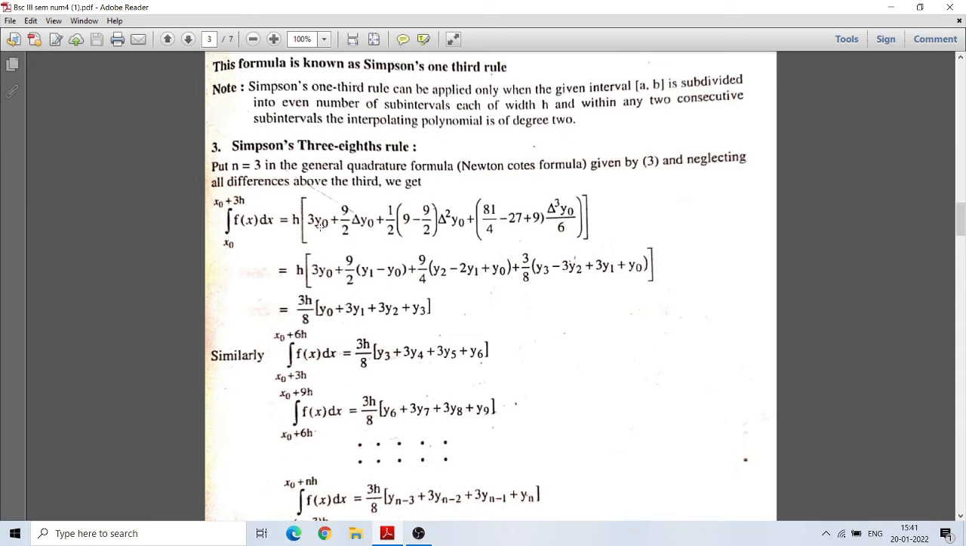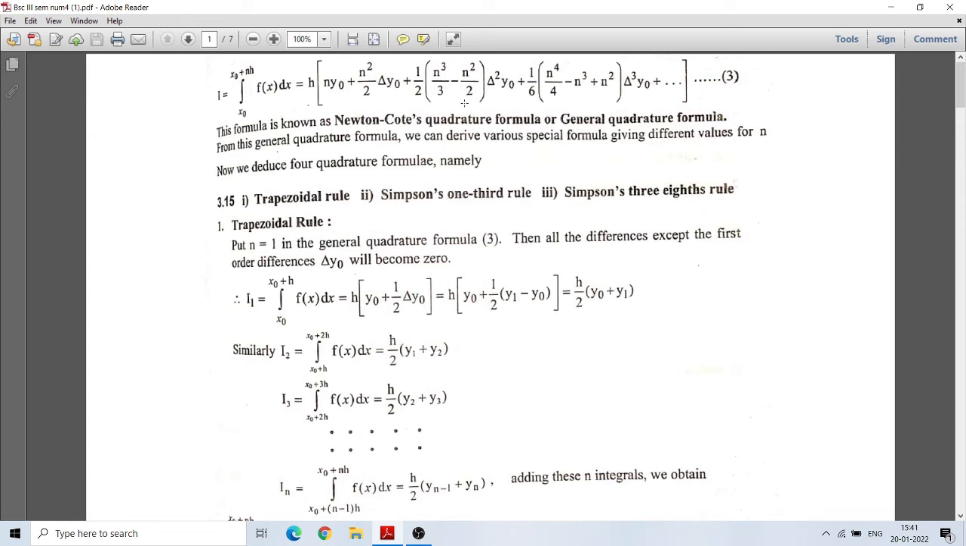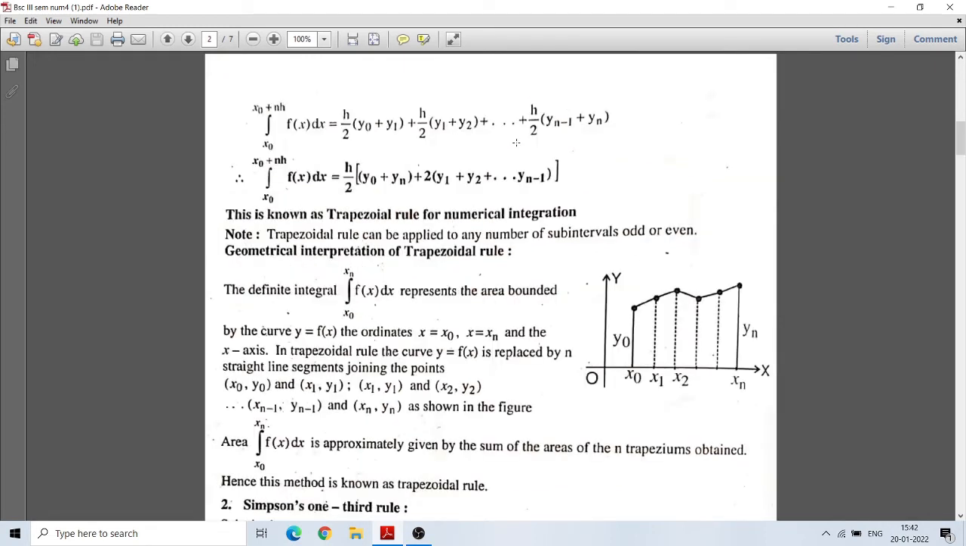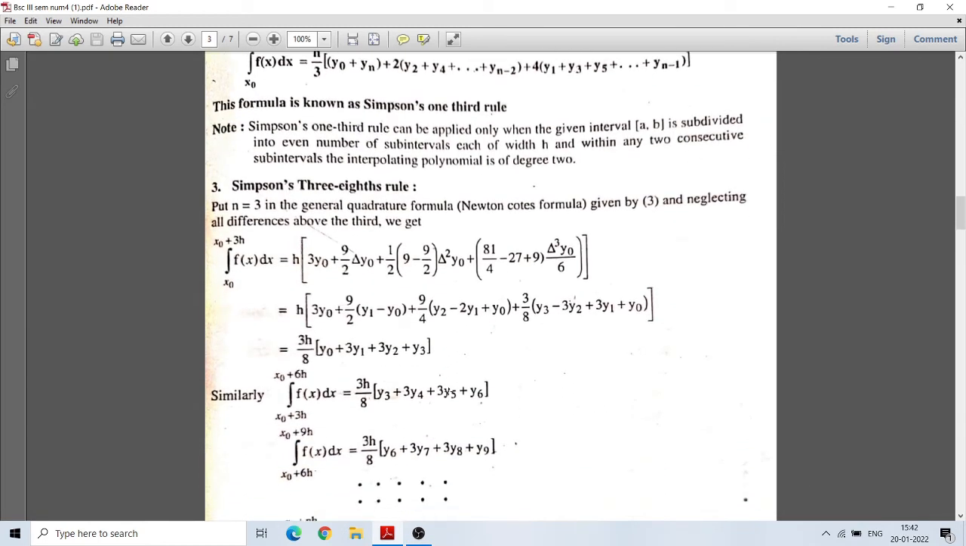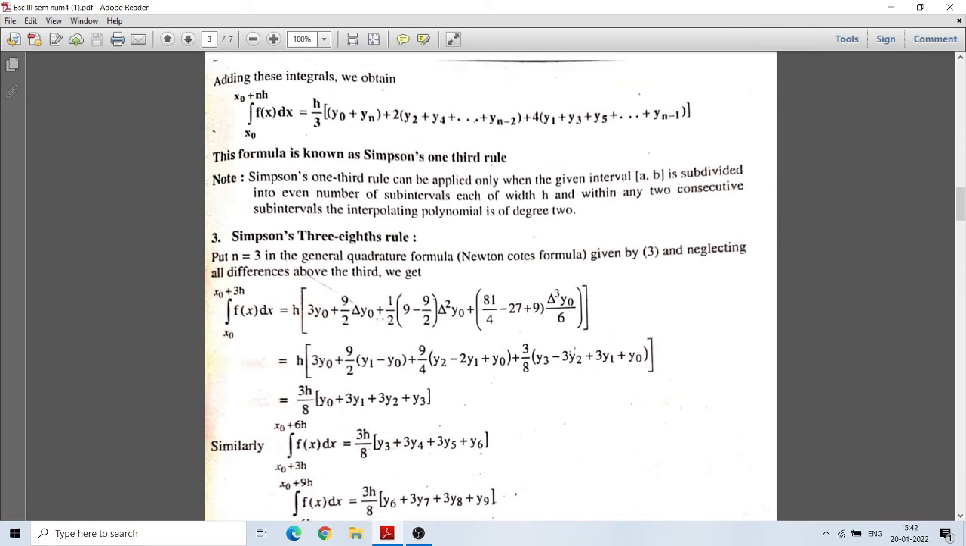How will we get this one? In the quadrature formula here, put n is equal to 3. N is equal to 3 means h as it is, n is 3 here: 3y0 plus 3 square by 2, that is 9 by 2 delta y0. Again delta y0 you write as y1 minus y0. Here 1 by 2, n cube is there, n is 3, so 3 cube is 27, minus 3 square is 9, by 2 and so on. Then simplify.